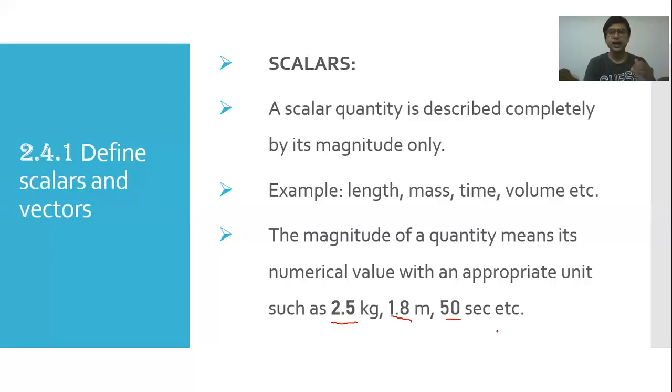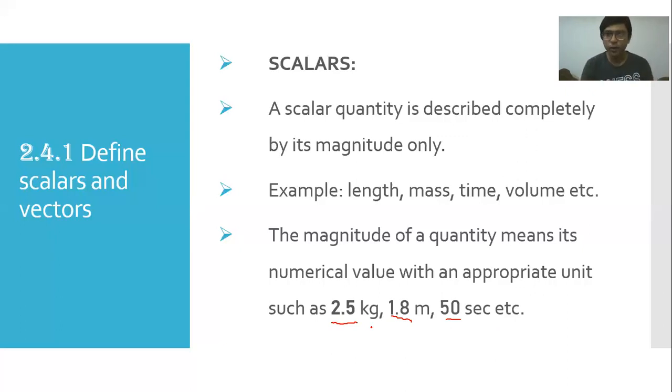Everything is defined by its unit. Seconds, it means that I'm talking about time. Meters, it means that I'm talking about length. And kg, it means that I'm talking about mass. So this is scalars. Very simple. A scalar is a quantity which is described completely by its magnitude.